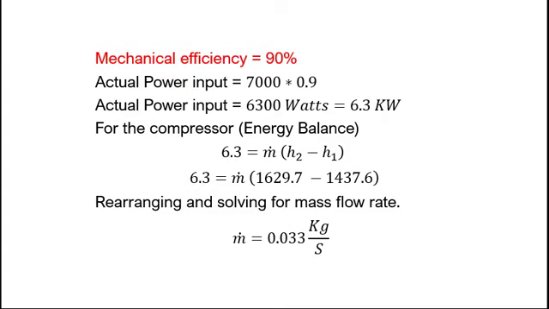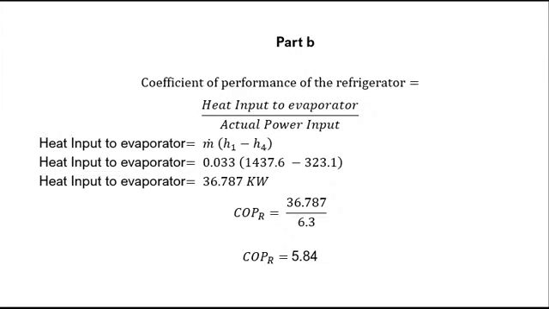So the actual power input should be equal to the mass flow rate times the change in enthalpy for the compression. 6.3 kilowatts is equal to mass flow rate times H2 minus H1. Rearranging the equation, we can find the mass flow rate, and it is 0.033 kilograms per second. That is the answer for the first part of the question.